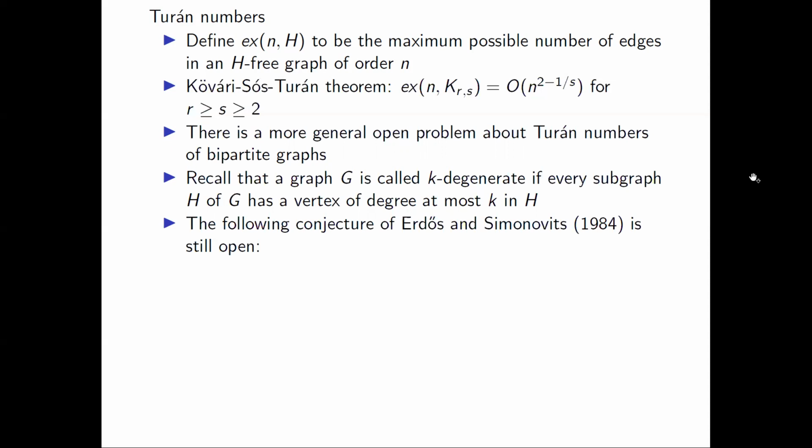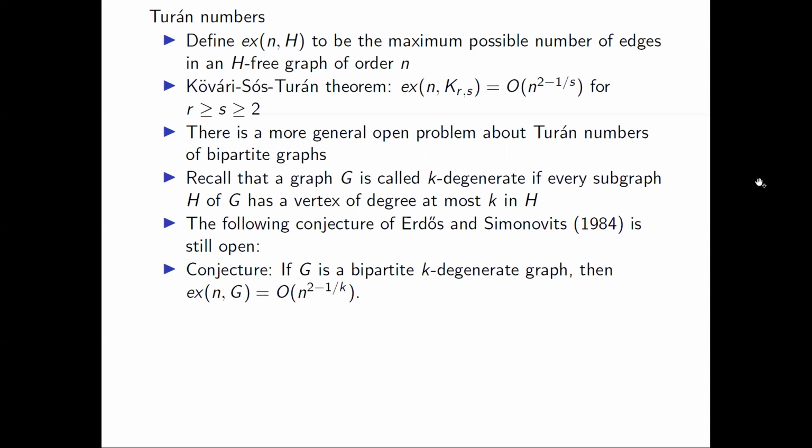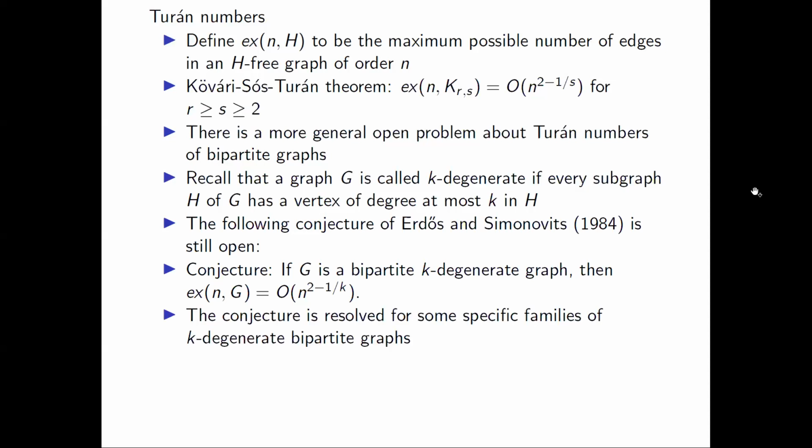And here is a conjecture from 1984 of Erdős and Simonovits, and this conjecture is still open. The conjecture is that if G is a bipartite k-degenerate graph, then the Turan extremal function ex of n comma G is big O of n to the 2 minus 1 over k. The conjecture has been resolved for some specific families of k-degenerate bipartite graphs. For example, complete bipartite graphs where one of the parts has size k. In other words, the Turan theorem.